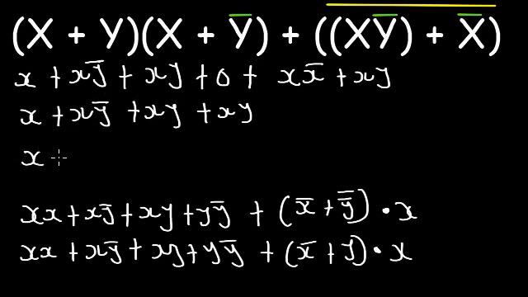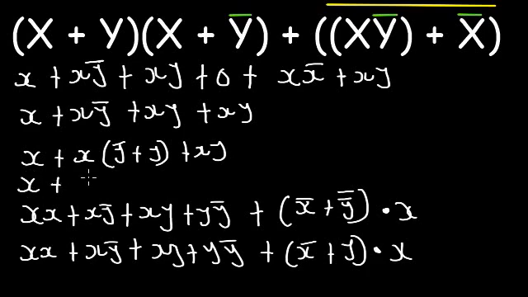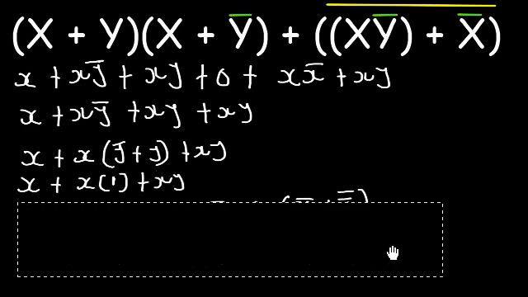Okay, so I'm having x plus, then let me take x to be the common value, and I'm having y bar plus y, then plus xy. Now it turns out that y bar plus y will always result in 1. If y bar is 0 and y is 1, 0 plus 1 will be 1. And if y is 0, y bar will be 1, 1 plus 0 will always be 1. So eventually, this will be x plus x times 1 and plus xy. So we're almost there, but we still have a few steps to go.